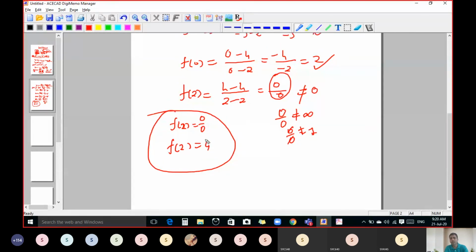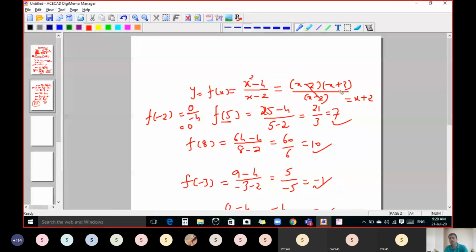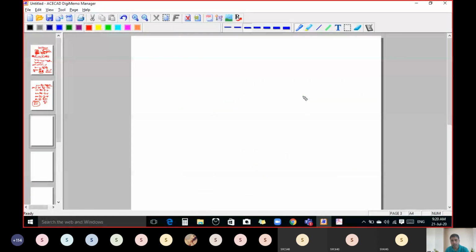So the question is, what is the correct answer? Which one is the correct answer? Once again, if f of x equals x square minus 4 upon x minus 2, and if we put x equal to 2 here, we get the answer 0 by 0.